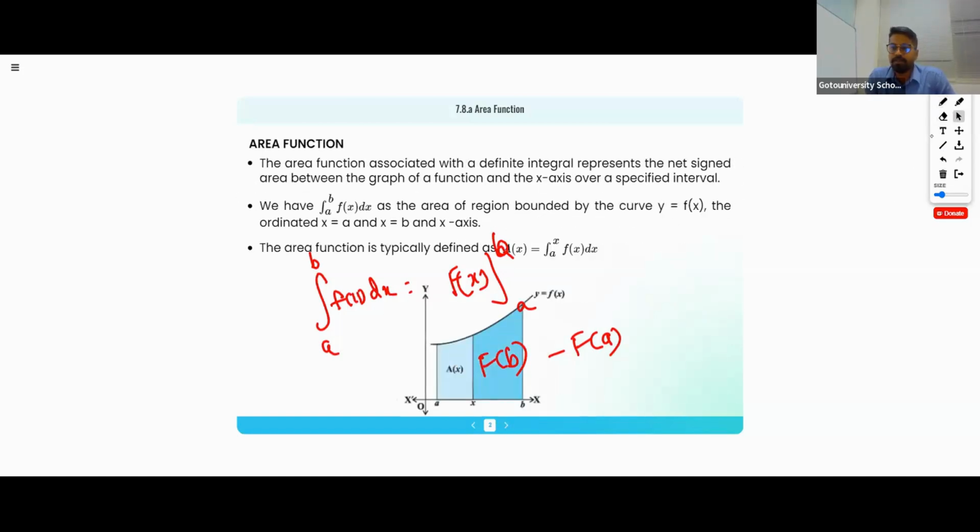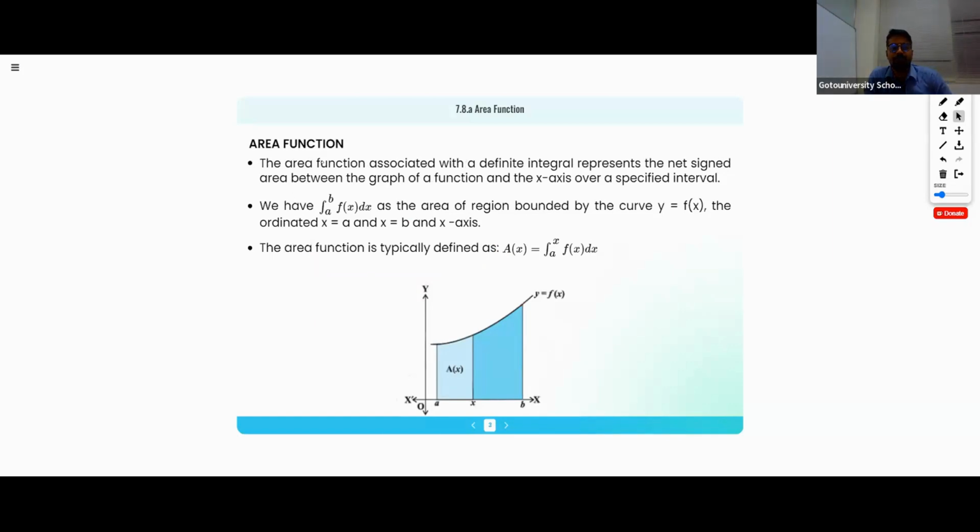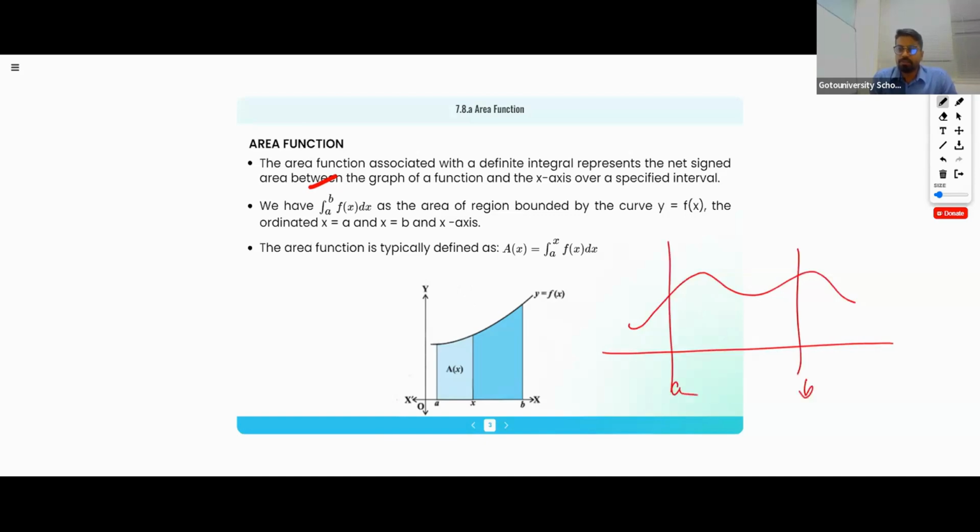So let us just understand the theorem as it is. The area function associated with the definite integral represents the net signed area between the graph of a function and the x-axis over the specified interval. The function is like this, and there is an x-axis, and we have limits a and b. So this is the area we are talking about: the area of the given function between a and b with the x-axis, and x equal to a, x equal to b. This is the region we are talking about. So that is what is expressed here.